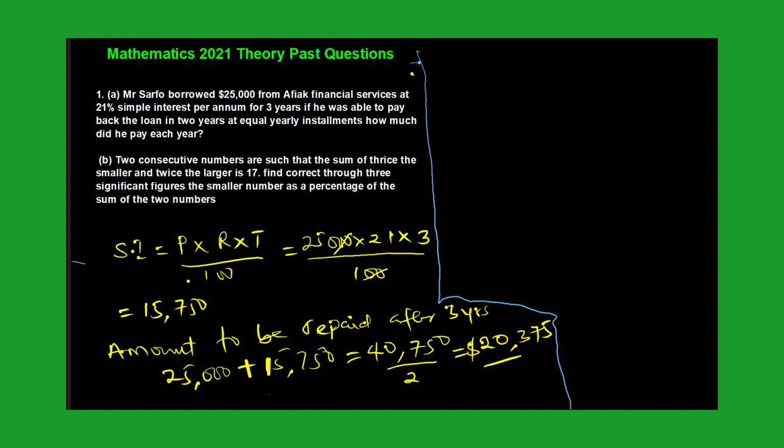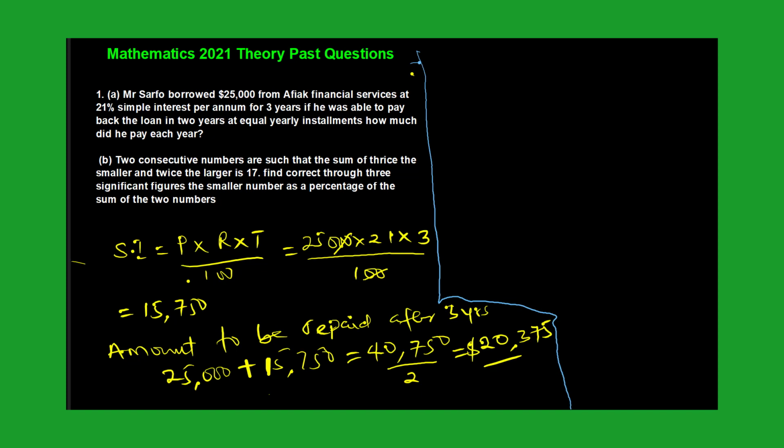Hello, welcome back to the next question, that is 1B. The question is: two consecutive numbers are such that the sum of thrice the smaller and twice the larger is 17. Find, correct to 3 significant figures, the smaller number as a percentage of the sum of the two numbers.